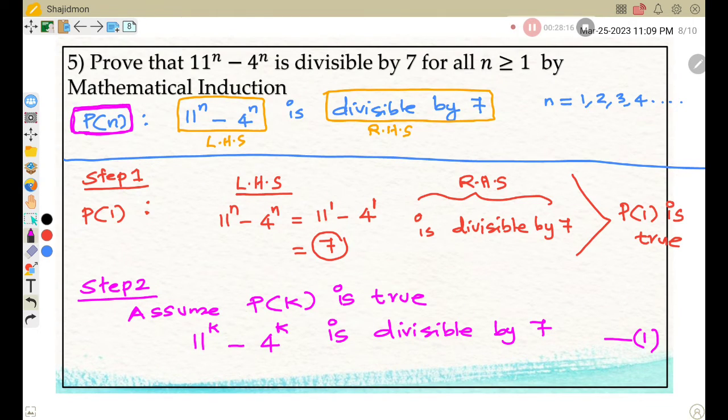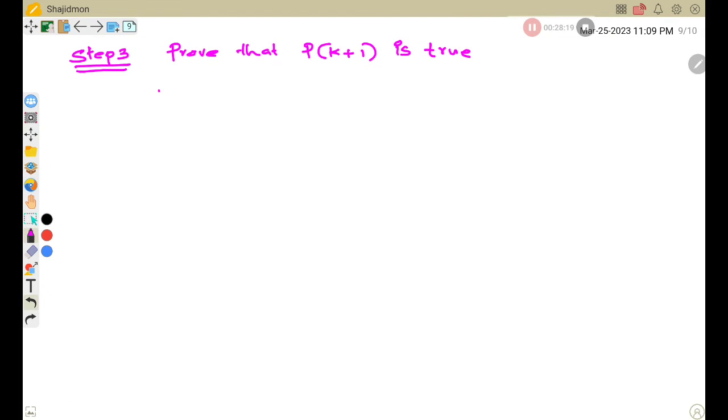Now we will go to the step number 3 now. What step 3 we need to do? Based on that assumption, we need to prove that P of k plus 1 is also true. P of k plus 1 is true. Actually, what is P of k plus 1? Just apply here. P of n statement, put n equal to k plus 1. So how to write that statement? 11 power k plus 1 minus 4 power k plus 1. This is divisible by 7. This is what we need to prove here. 11 power k plus 1 minus 4 power k plus 1 is divisible by 7.